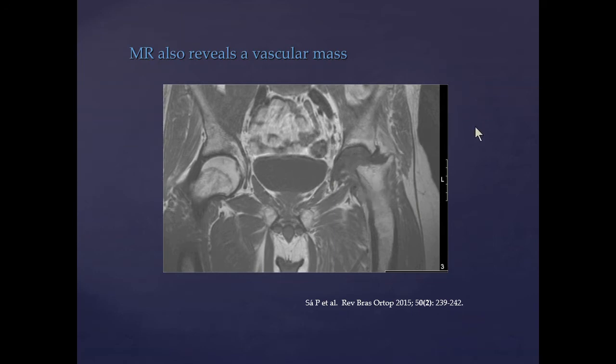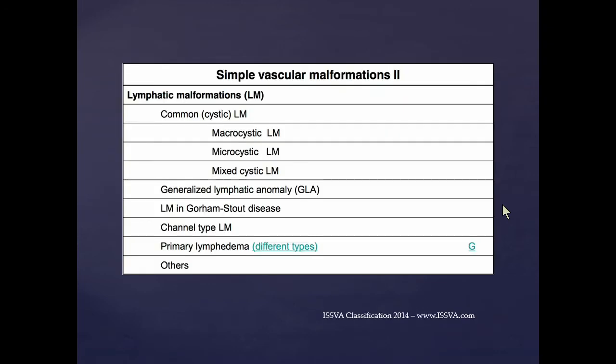It's very characteristic in these destructive bony lesions in Gorham-Stout to see lymphatic tissue filling those destroyed areas and into the soft tissues surrounding. So it's a much more infiltrative process, characterized by the presence of soft tissue, which you don't see in the other.